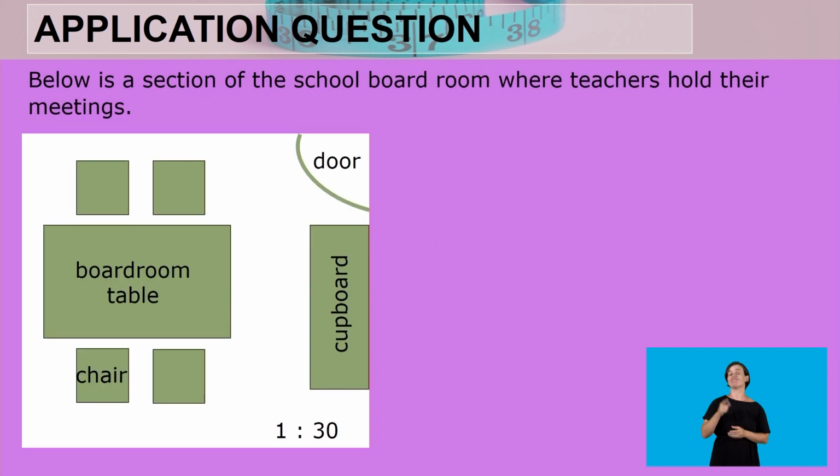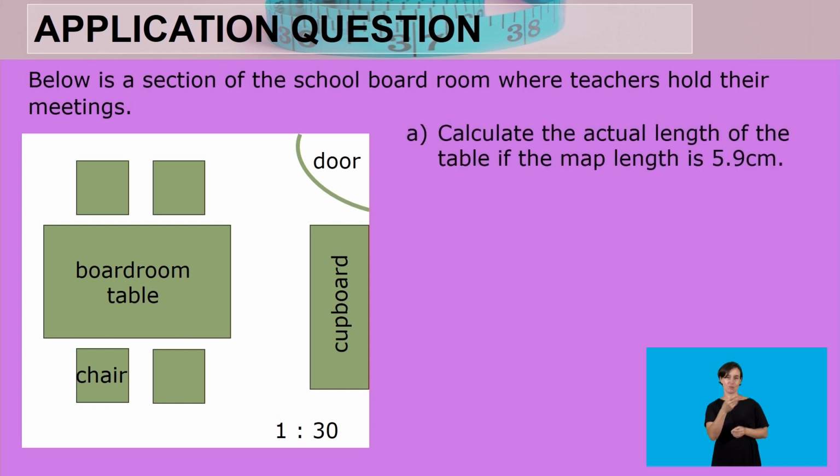Below is a section of the school board room where teachers hold their meetings. We are given the school board room, we are given the scale there. Calculate the actual length of the table if the map length is 5.9 centimeters. So we want to calculate the actual length of this table, and we are given that the map length is 5.9 centimeters. So actual length, remember, it should be in meters or in kilometers.